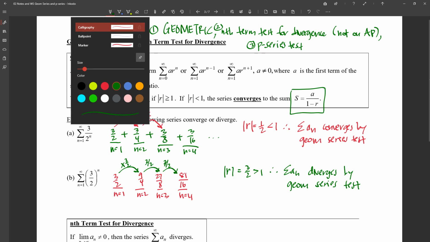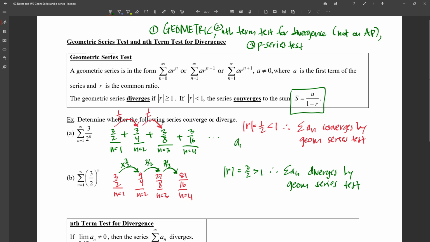What does this geometric series converge to? Well, it converges to A1 over 1 minus R. What's my A1? It's whatever's in the first blank, so that's 3/2 over 1 minus, what's my R? 1/2. Make sure this R is less than 1 or else you cannot use this formula. So this is going to be 3/2 over 1/2, which is equal to 3. So if I added this all up to infinity, the series would converge to 3. It does converge, and it converges to 3.